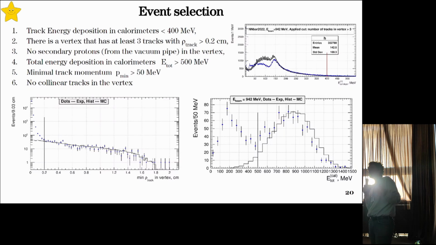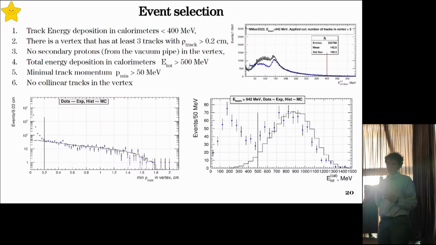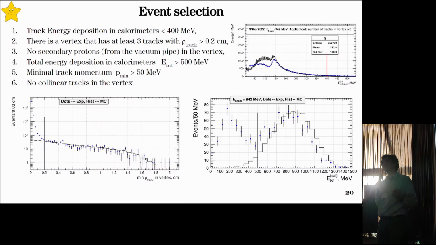It means that no particles bumped into protons in vacuum pipe. So secondary protons means that it's a background for sure. Also, we require no tracks with small raw coordinates of tracks. It means that they are not originated from the interaction point.